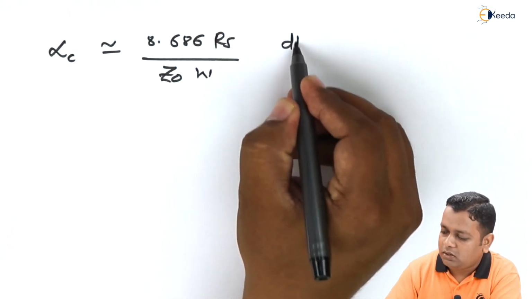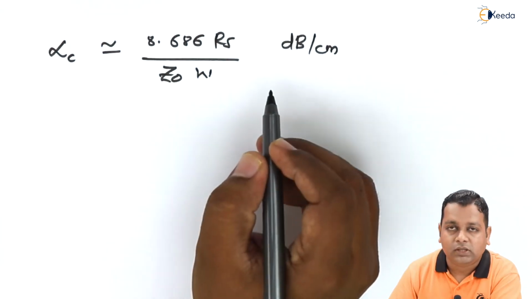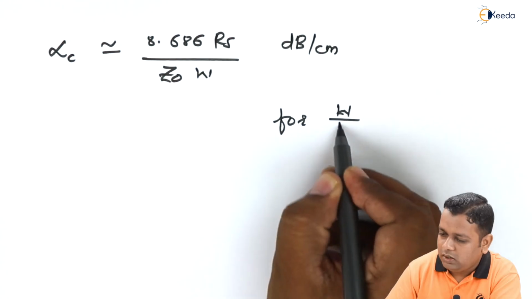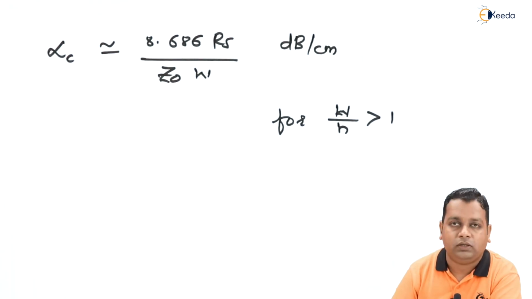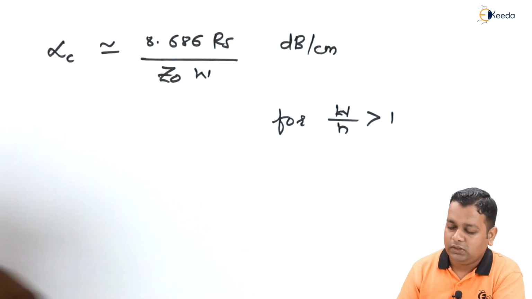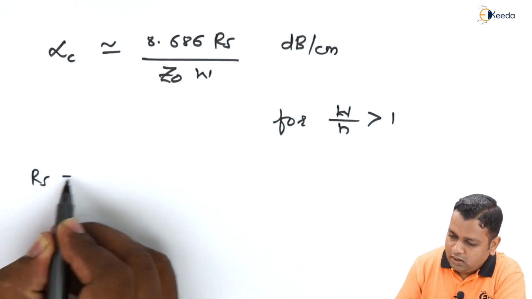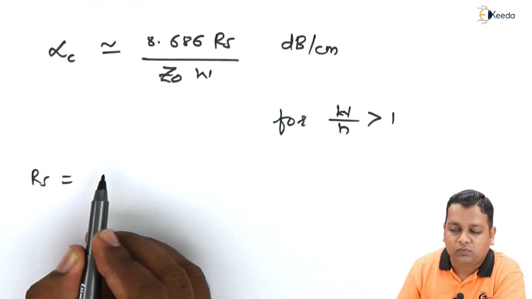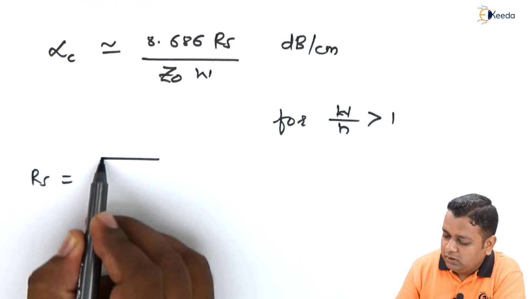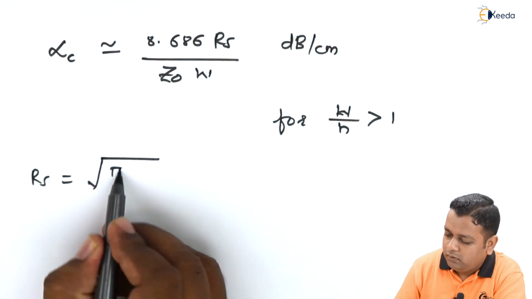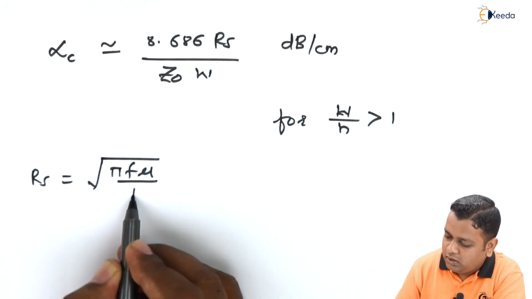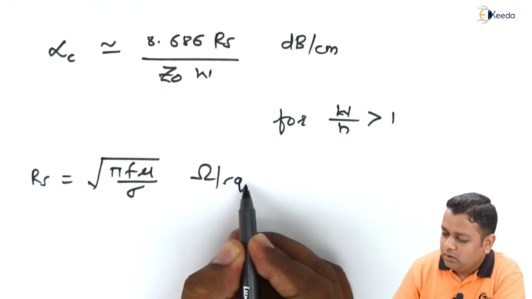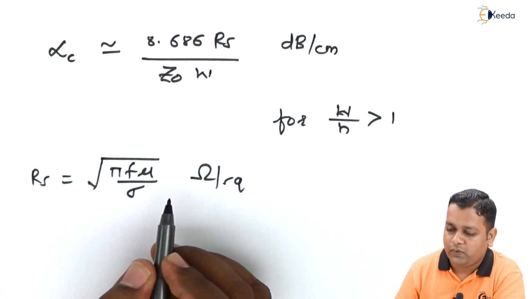So this is accounted in terms of decibels per centimeter, provided the condition W by H is greater than 1. In this representation, Rs is the surface resistance or the skin resistance. It is given by the square root of pi f mu divided by sigma, measured in ohms per square.